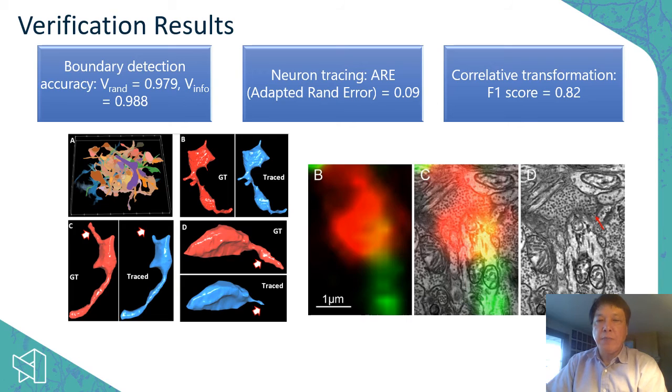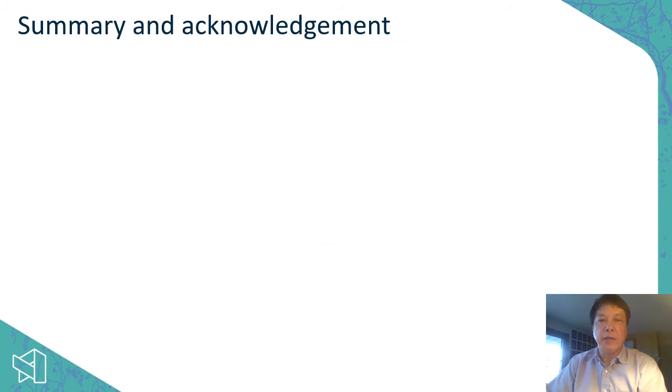Here is an example of two LM fluorescence labels, overlaid with the EM. So we find that where the two labels overlap is a site of a derived synaptic site, confirmed by EM.